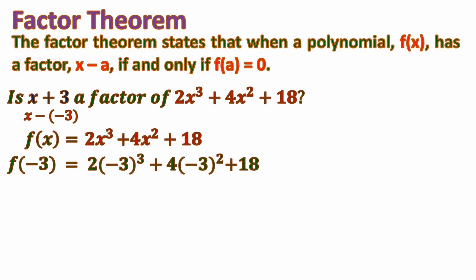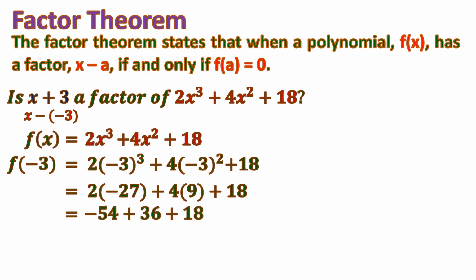Now let's solve. Negative 3 cubed is negative 27. So it's negative 3 times negative 3 times negative 3. Then negative 3 squared is 9. Then let us solve further. 2 times negative 27 will be negative 54. 4 times 9 is 36. Then we are going to combine all this, and it will now be 0. Negative 54 plus 36 plus 18 is 0.